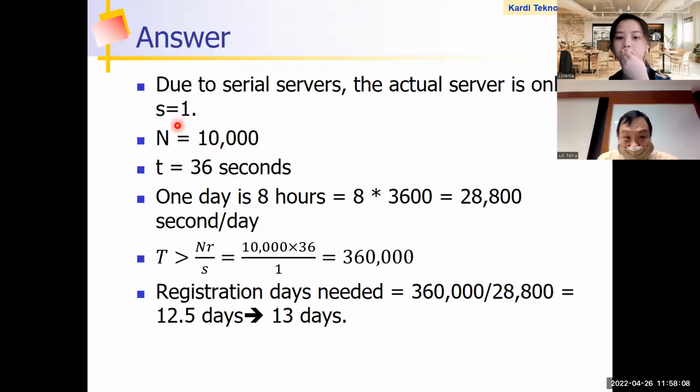This is what makes me frustrated, because they don't understand the meaning of serial server and parallel server. So N is 10,000, T is 36 seconds. 1 day is 8 hours, right? That means 8 multiplied by 3,600. You have 28,800 seconds per day, and put all of this into the value. T must be 360,000, divided by 28,800, you have about 13 days to finish this registration alone. Unbelievable.